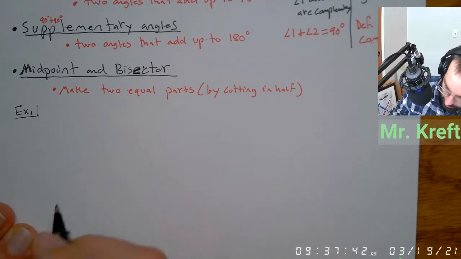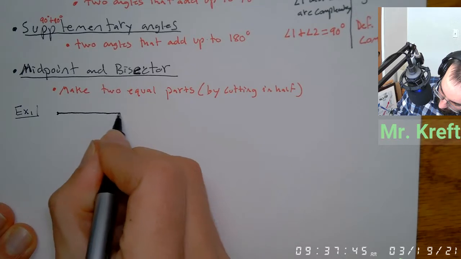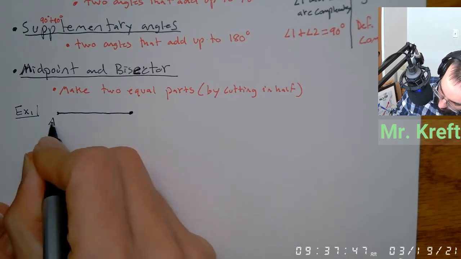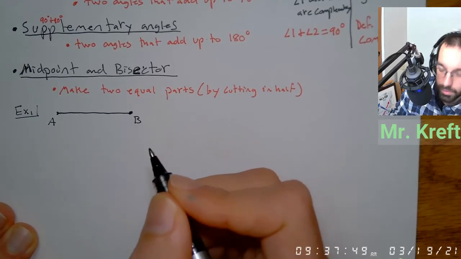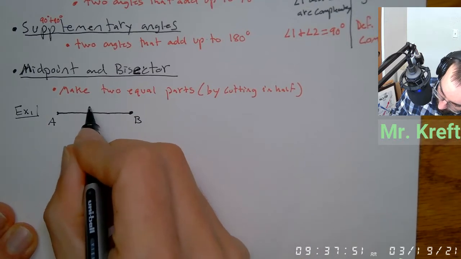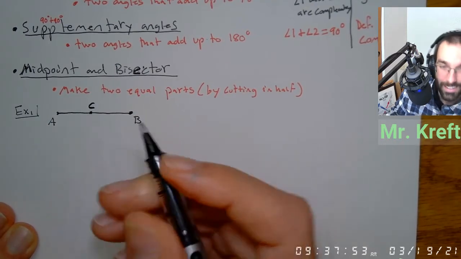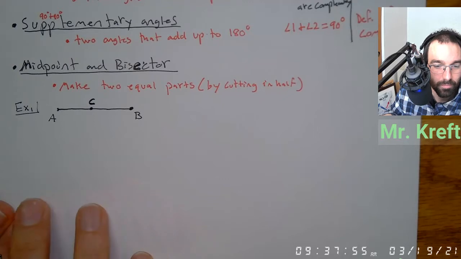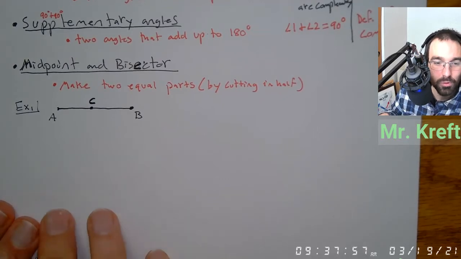Example uno would be, I have a segment, let's call it AB because Mr. Kraft isn't very creative, and then I'm going to have C. And I don't have a sense of humor either, so absolutely.